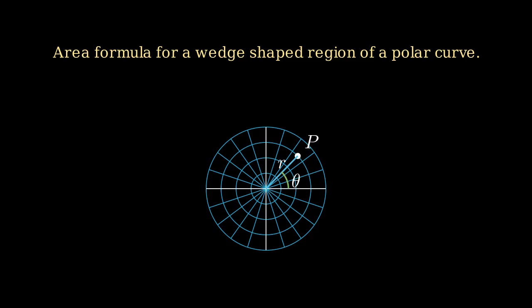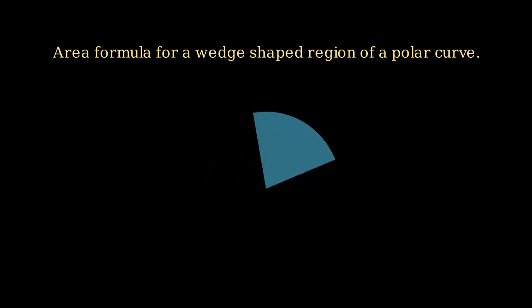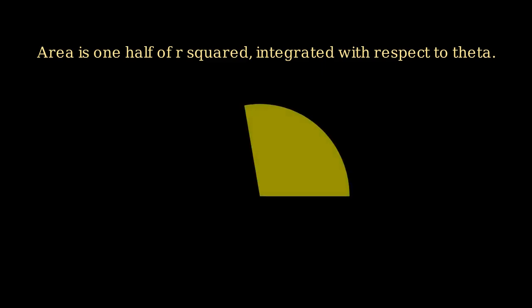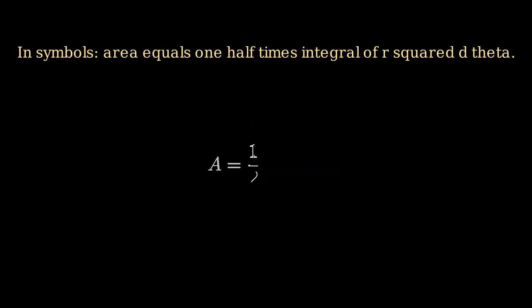There is also a formula for finding the area of a wedge-shaped region traced out by a polar curve. In plain words, the area is 1/2 of r squared, integrated with respect to theta. In symbols, that is, area equals 1/2 times the integral of r squared d theta.